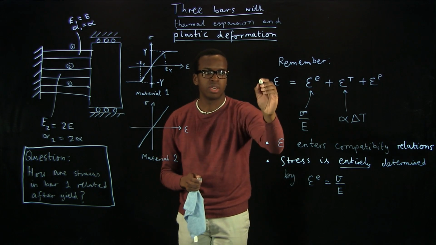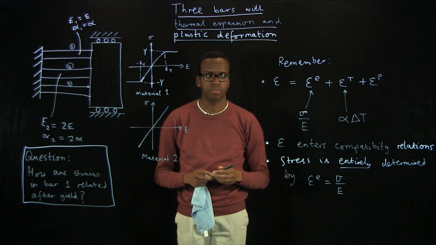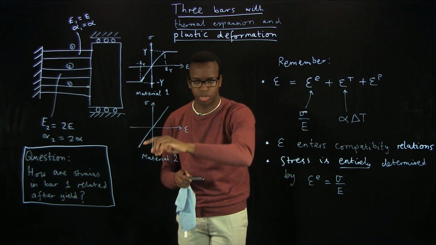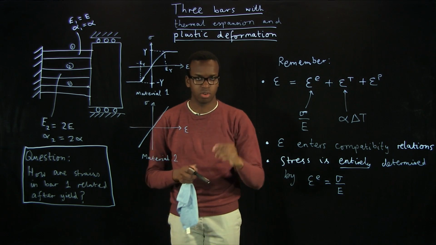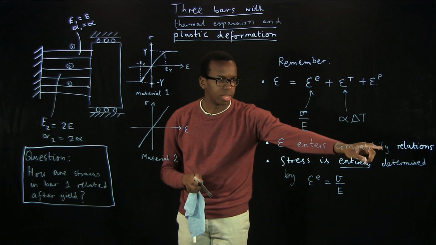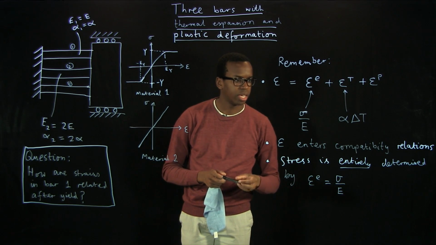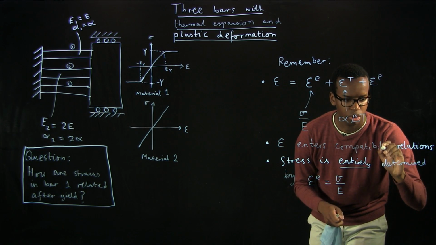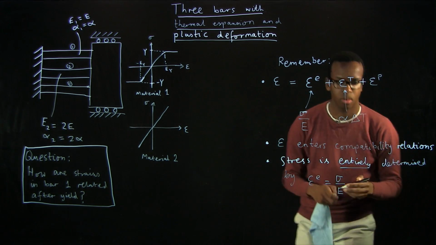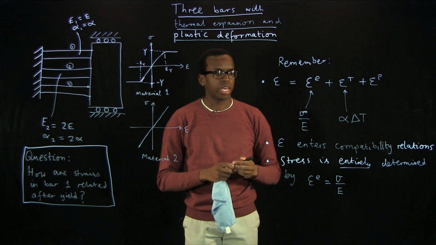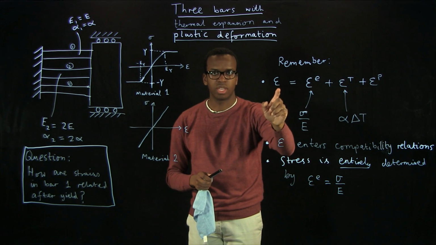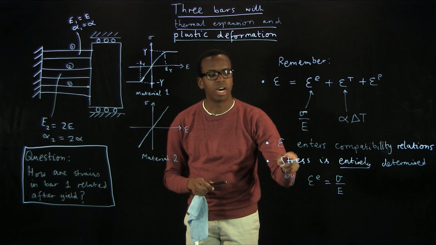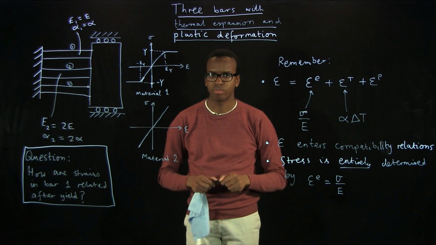So, we have three things here. One, this equation relating our strains always applies, regardless of whether it's yielding or not. Two, the strain that enters into our compatibility relations is our total strain. And thirdly, that the stress is entirely determined by our elastic strain. Right, that should help you get started on the problem.